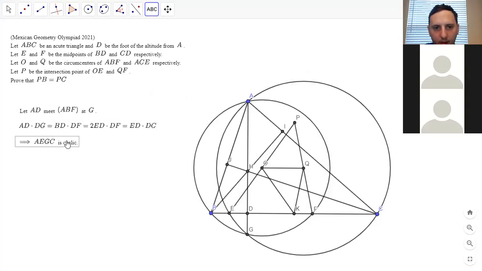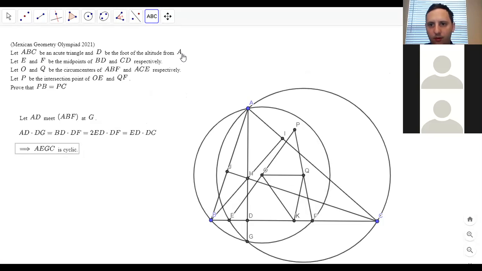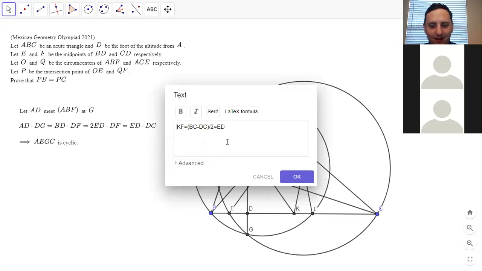Then from there, it's not hard to show that BE is equal to KF. So I'm going to just copy what we had in the chat, or what Serdar put, just because I'm lazy. So if KF is BC minus DC over 2, which is equal to ED.